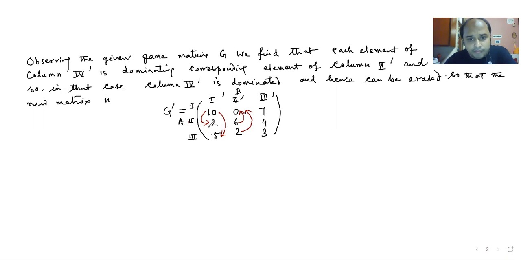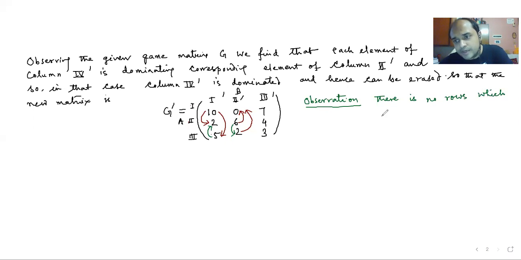So it is also not happening for 1 and 3. And if I try to compare 2 and 3, then you will see that 5 is dominating 2, but 6 is dominating 2, so it is in the opposite direction. So it is also not happening for any rows. So my first observation is that there are no rows which dominate the other.